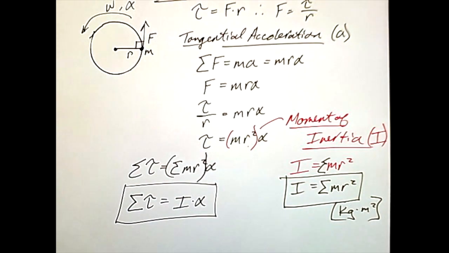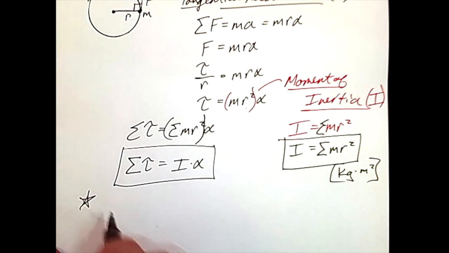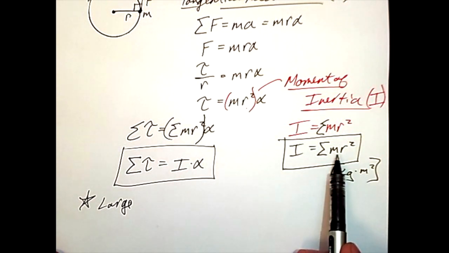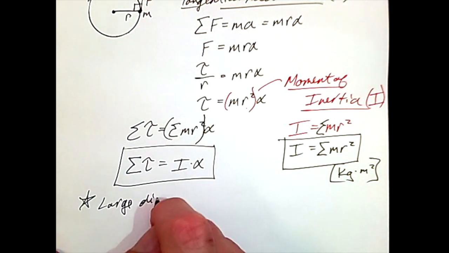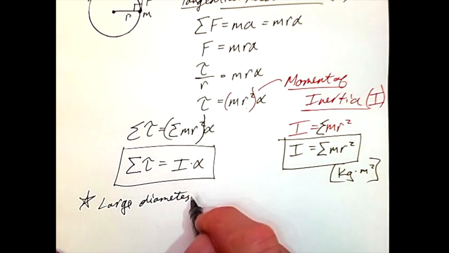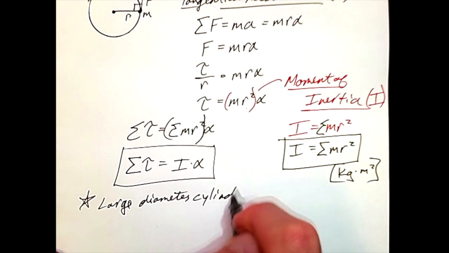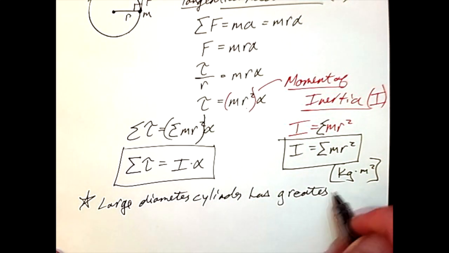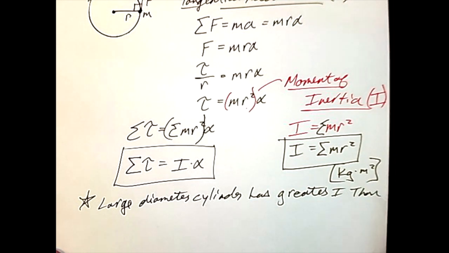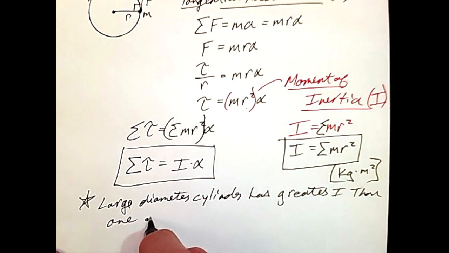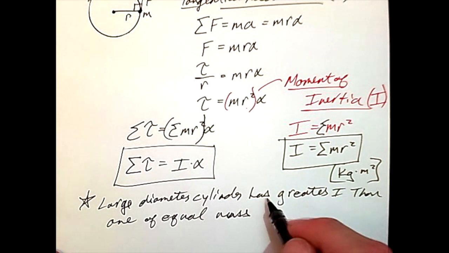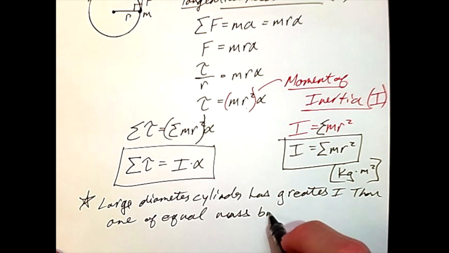However, the takeaway here is there's a really important factor, and that's the fact that large diameter objects have a greater moment of inertia. So a large diameter cylinder has greater I than one of equal mass but smaller diameter.